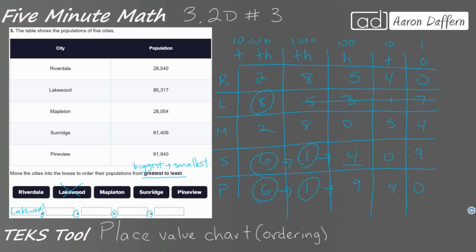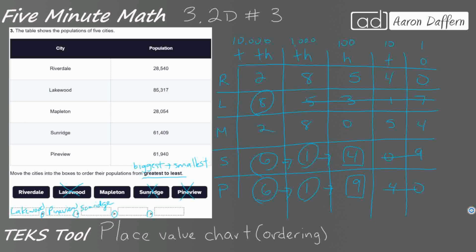Now I've got a difference. You see, my 400 is less than my 900, which means I don't have to look at anything else. My Pineview is always going to be bigger because it's got a 9 in the hundreds spot. So I could put my Pineview, and then my Sunridge.